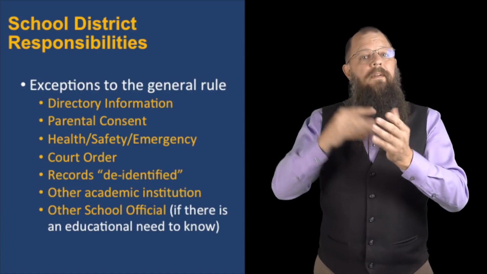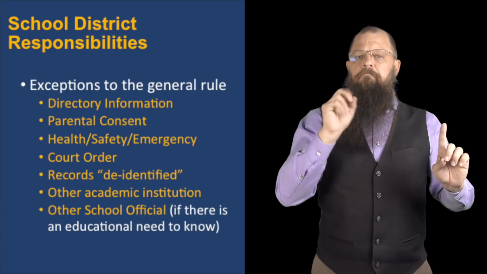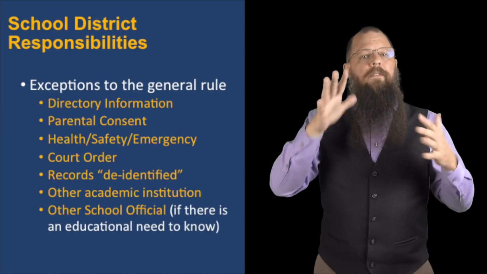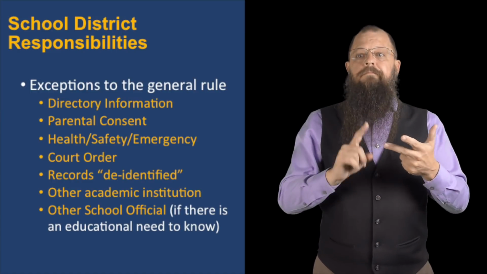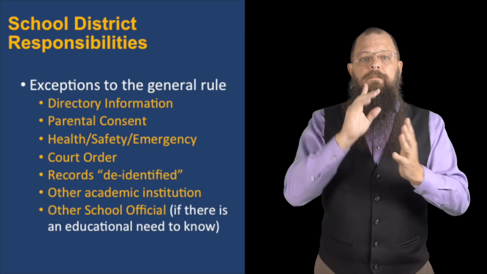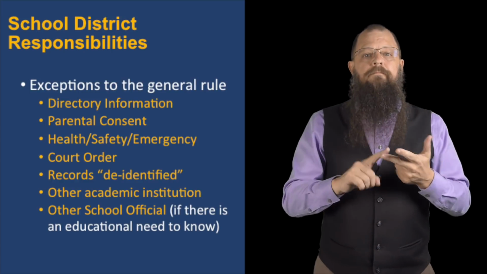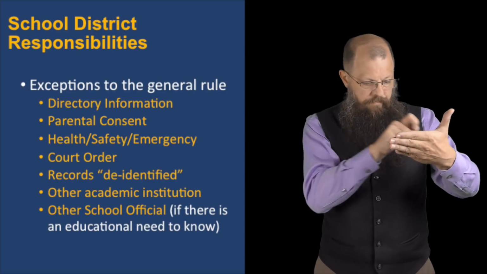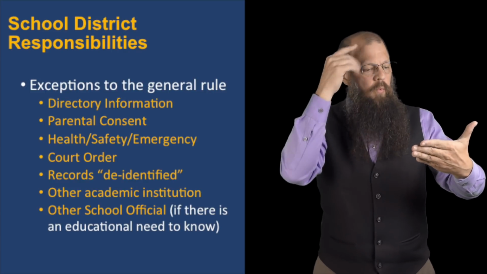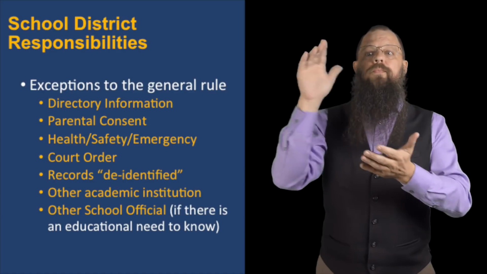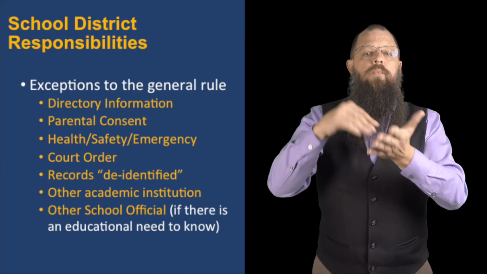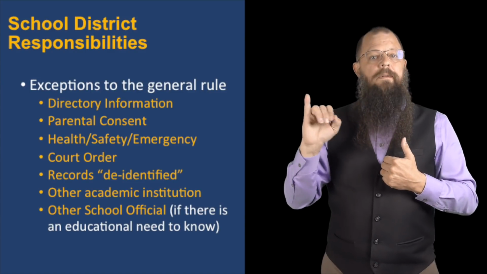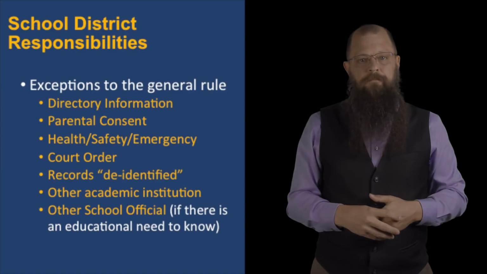These exceptions include directory information, which is non-harmful information about students, such as name, classes, grade, height and weight for an athletic roster, and others. Individuals whose parental consent has been given. Health, safety, or emergency personnel, including ambulance or police officers. Court orders, with which we are required to comply. Records that have been de-identified, meaning they've been blacked out or censored so the student cannot be identified. Other academic institutions that have requested information, for example, a student transferring out of district to another school. And other school officials with LEI, a legitimate educational interest, to whom information can be shared.